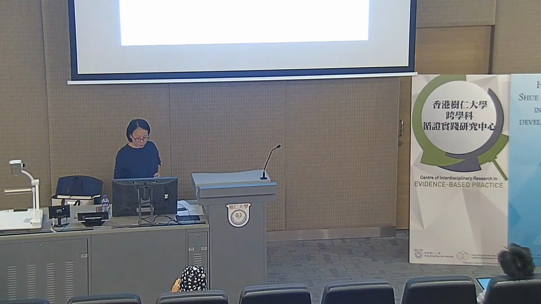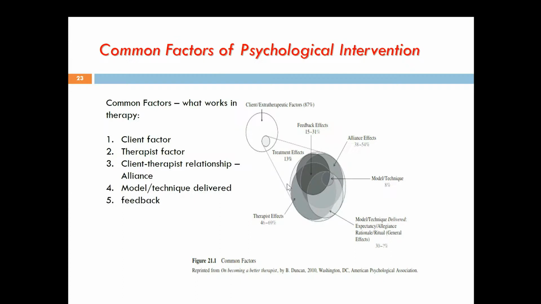Now all these numbers do not add up to 100. I don't know why, but they said, just for example, that the treatment effect and the model technique accounted for only 20% of the 50% of variance that's not accounted for by the client. So this is in reality something that we have to bear in mind.